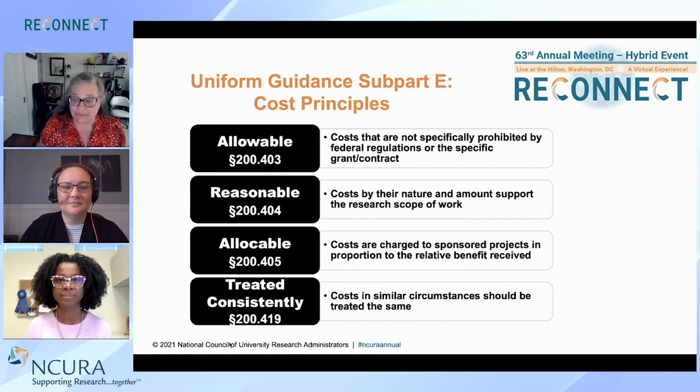A good example would be administrative salaries. If you've got administrative salaries, they're normally considered an indirect cost, or F&A. They can't be charged directly to federal awards unless the circumstances of the award are different from the norm of the unit. So they have to be consistent between being treated as direct costs and indirect costs.